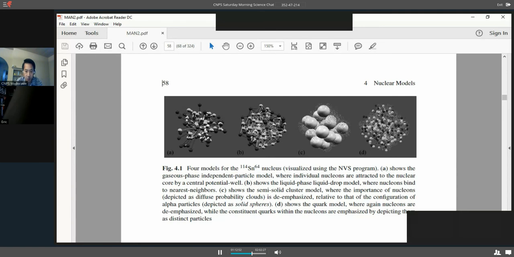And then finally, D, we have the quark model, where the constituent quarks are just flying around in a gigantic cloud.